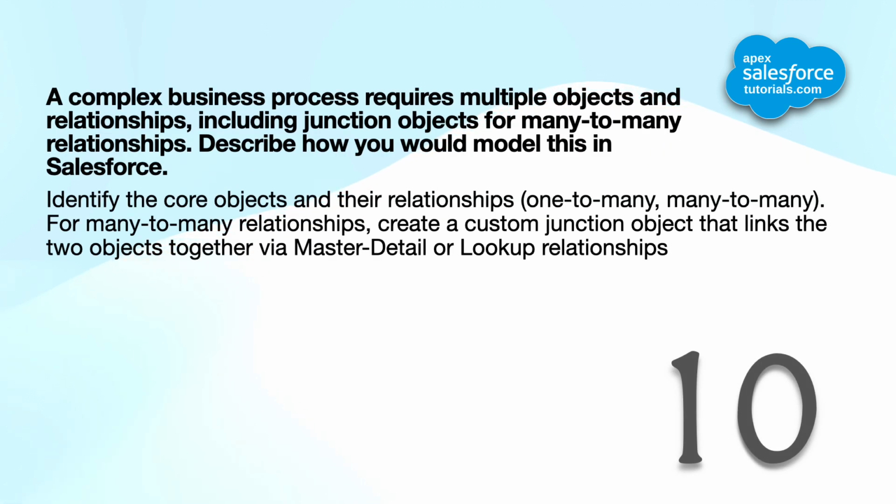Our last question for today is, a complex business process requires multiple objects and relationships, including junction objects for many-to-many relationships. Describe how you would model this in Salesforce. Answer. Identify the core objects and their relationships, one-to-many, many-to-many. For many-to-many relationships, create a custom junction object that links the two objects together via master-detail or lookup relationships.